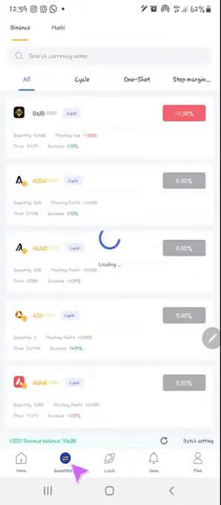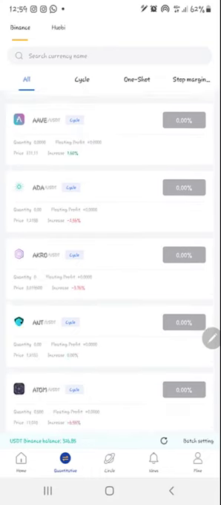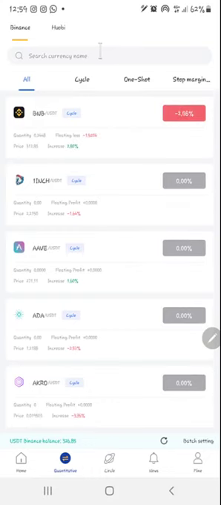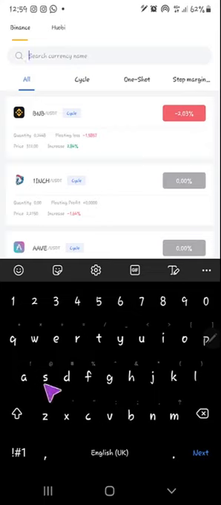Let me go to quantitative. You will notice that some coins are not available. Let me type in SHIB. Say you want to trade on SHIB now. You type in SHIB.